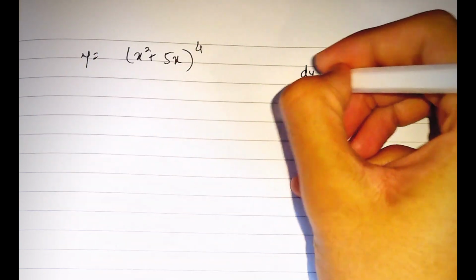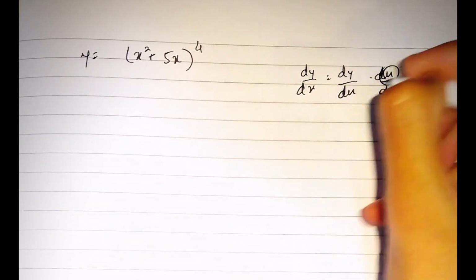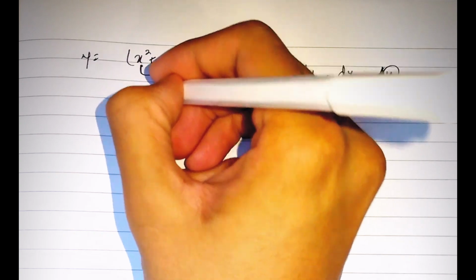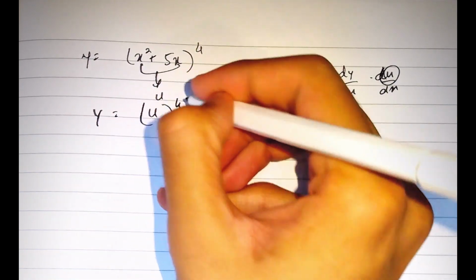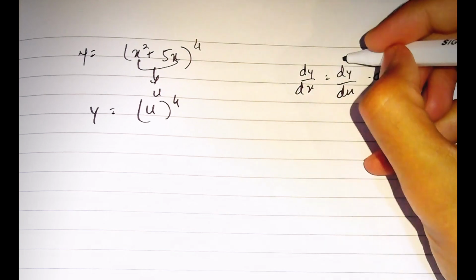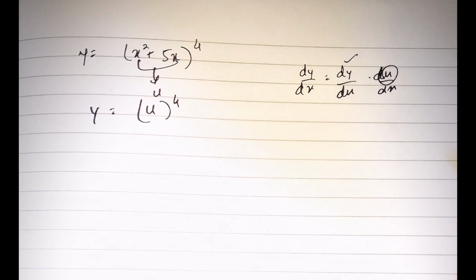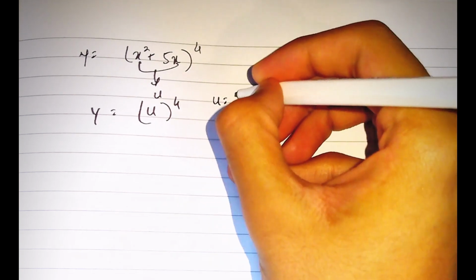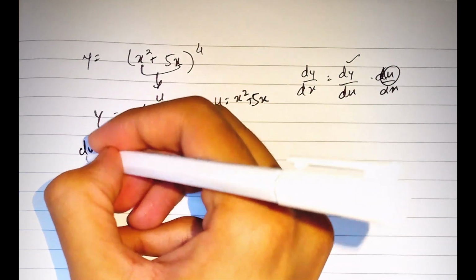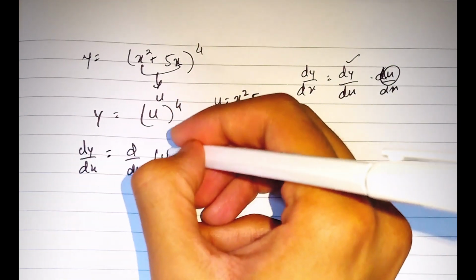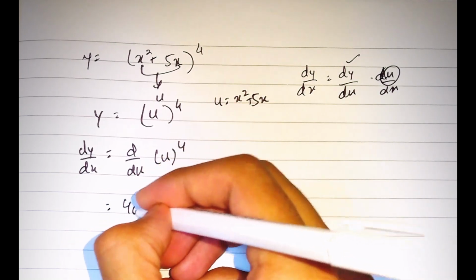Now let's try this function. So again we have to find dy by dx, and u will be my third variable. So this thing right over here will be considered as u. So we can write y is equal to u power 4. So first of all, we will find the derivative of y with respect to u, and then the derivative of u with respect to x, because u is actually x squared plus 5x. Okay, so first of all, dy by du, u power 4, and it's actually very simple, 4u power 3.